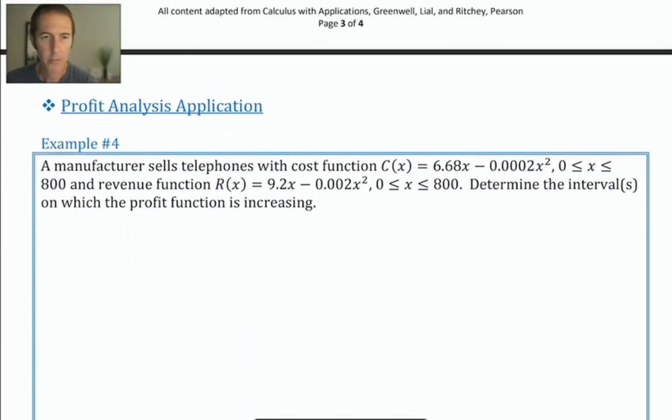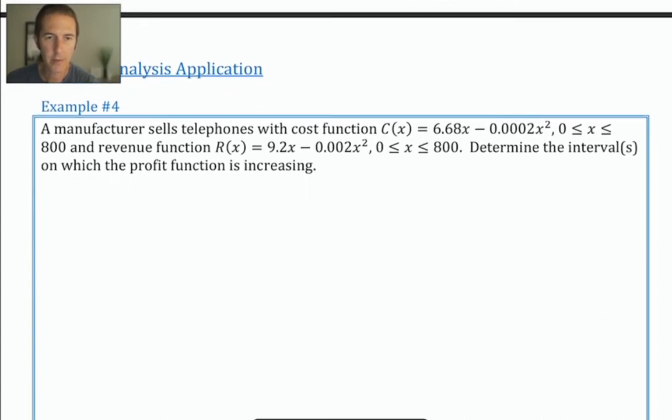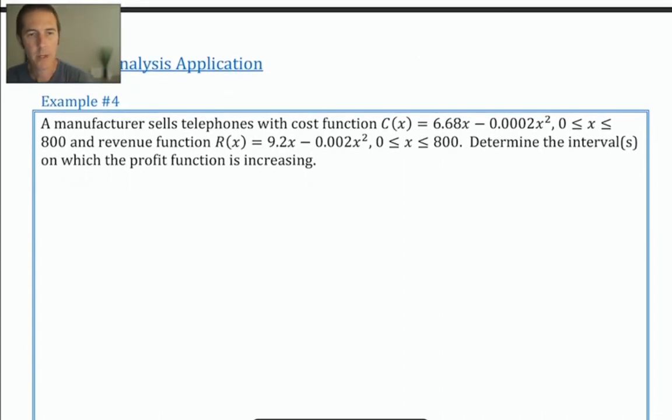And an applied problem for us to check out, a profit analysis application. We have a manufacturer selling telephones with this cost function, and it looks like our x values are between 0 and 800. We're also being given a revenue function for that same group of x values, and we want to determine the interval or intervals on which the profit function is increasing. Okay, that means we want the first derivative of our profit function to be greater than 0.